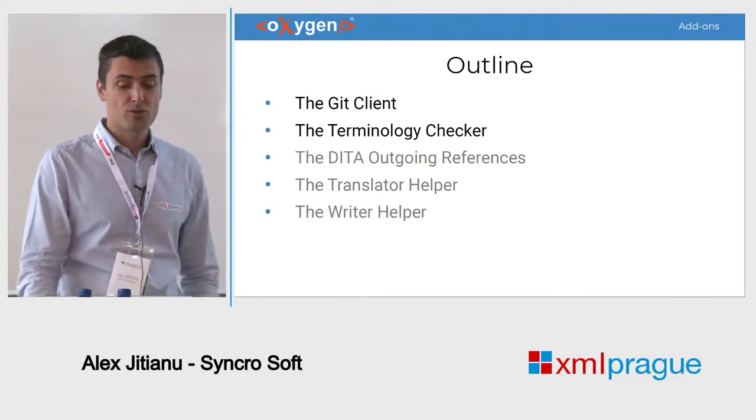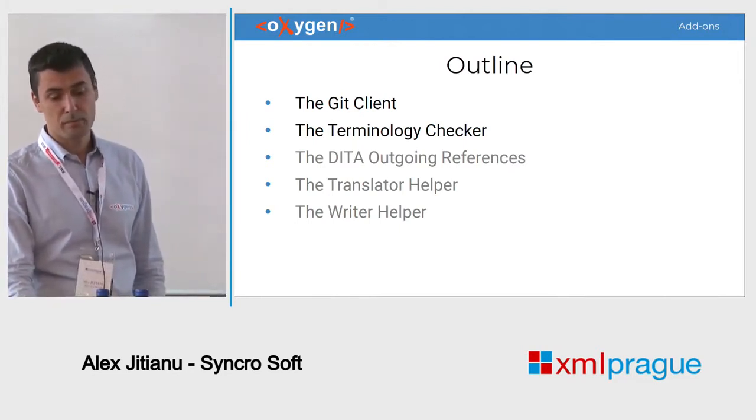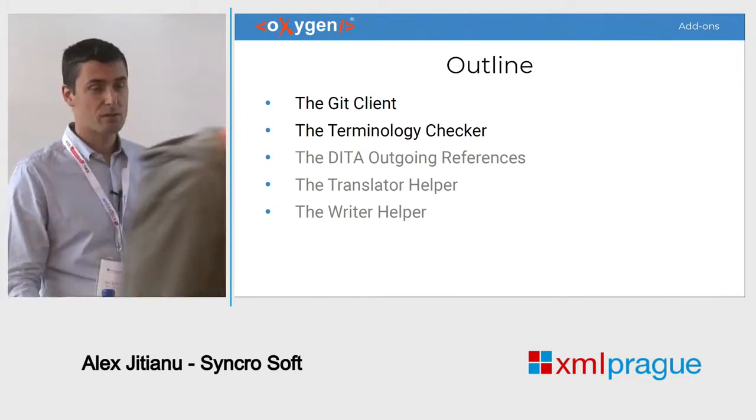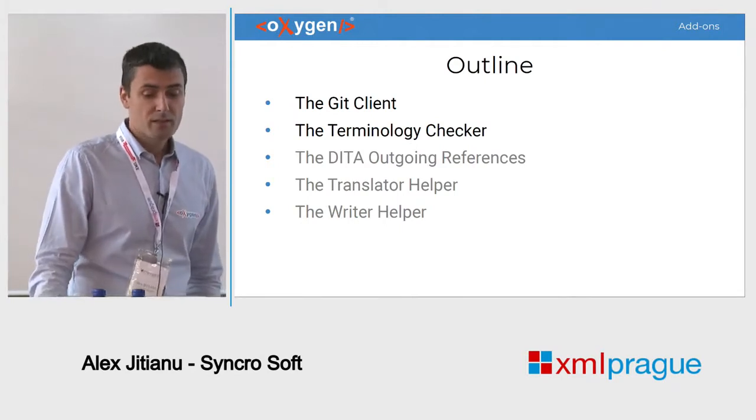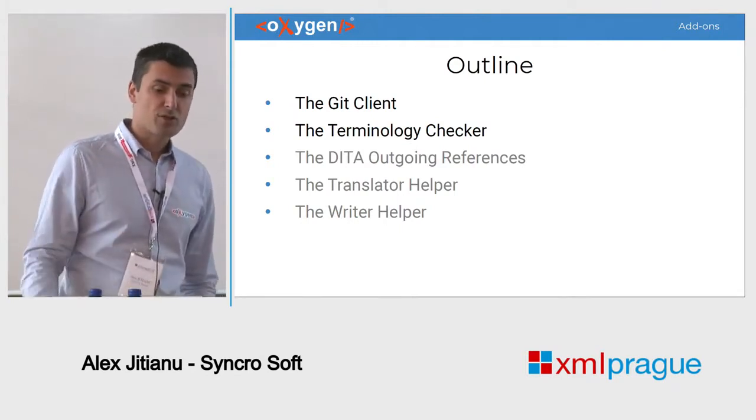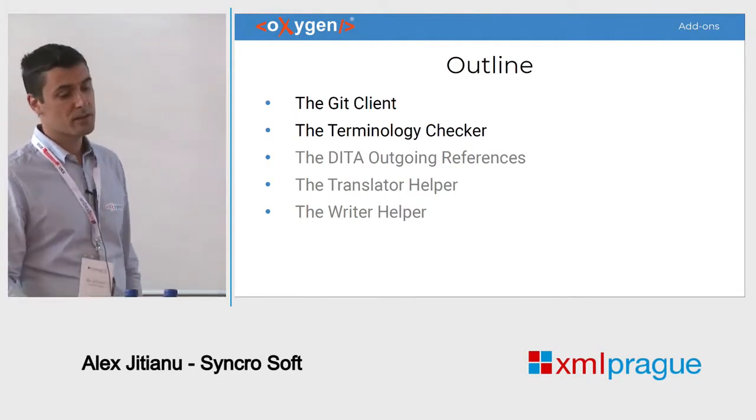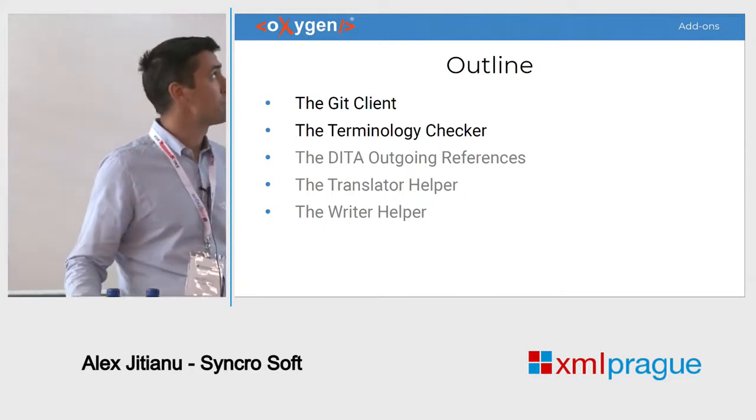They're quick to install, as we'll see just in a minute. And because we don't have that much time, I will just focus on two of them, the Git Client and Terminology Checker.